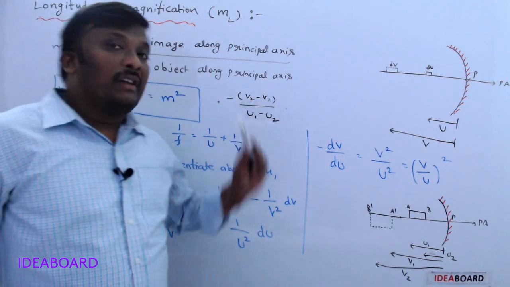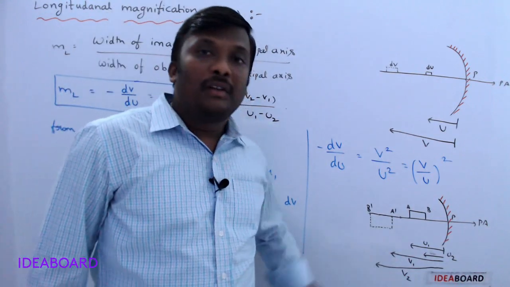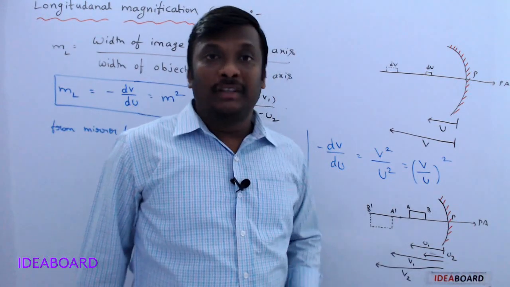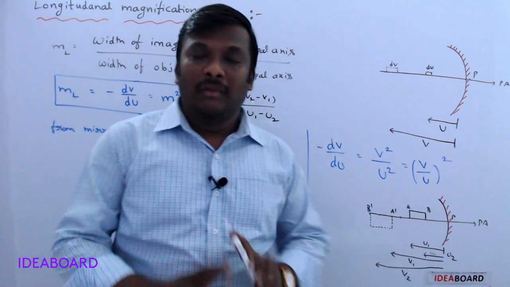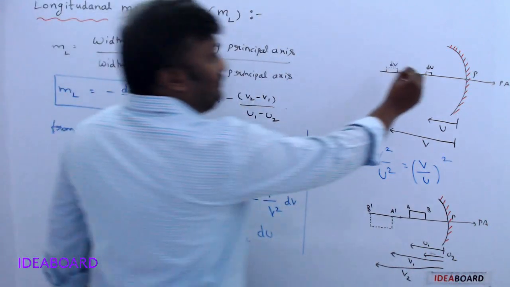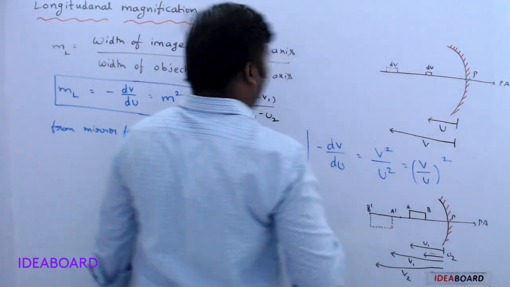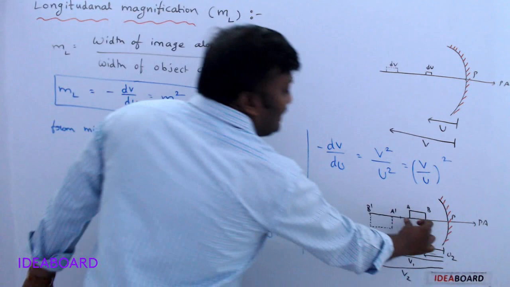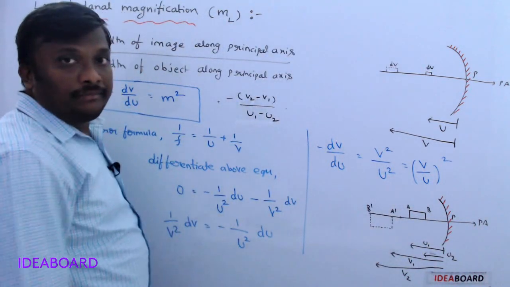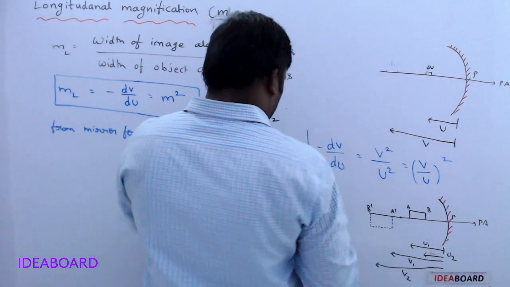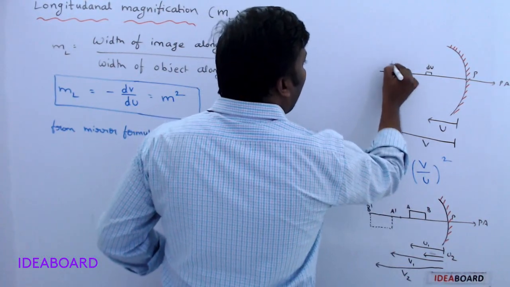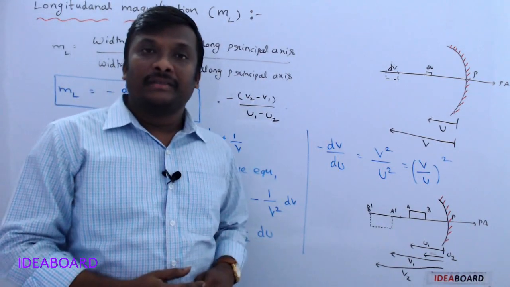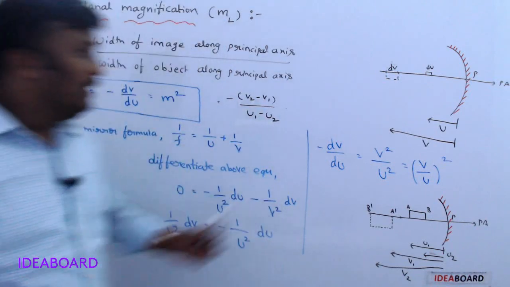V2 and V1 are the positions of the image with respect to the positions of the objects U1 and U2. Do you understand? So, for a smaller size object, you can use the formula of minus dv by du, otherwise m square. For bigger size objects, you can take this one. Sir, can you take dv here? It is no issue. You can take it anywhere. But depending on the formula, the sign convention will change. Please note it down.